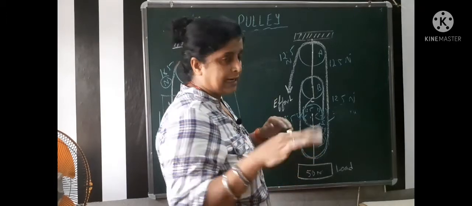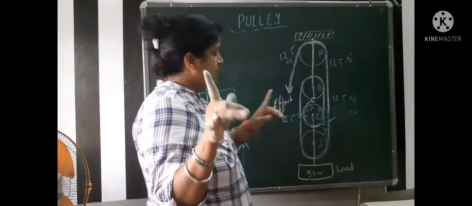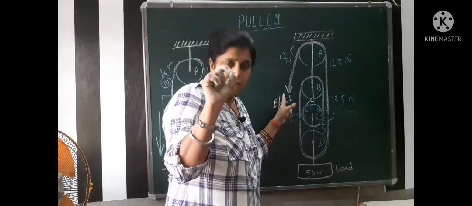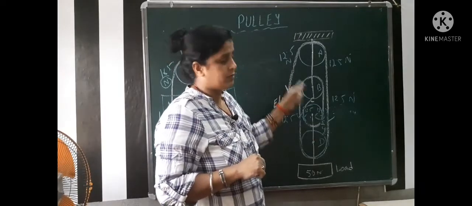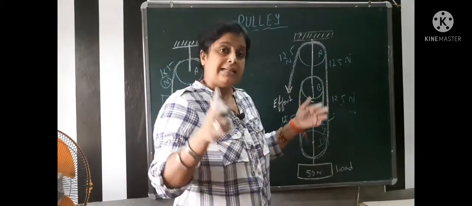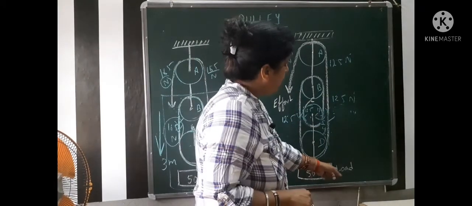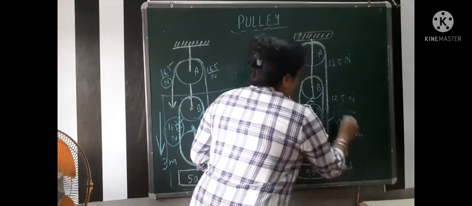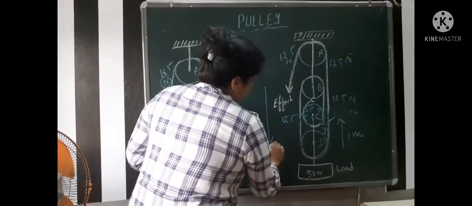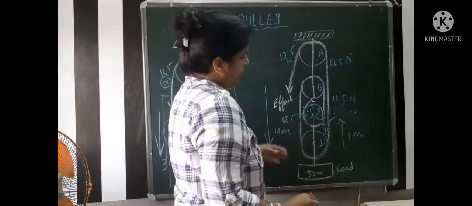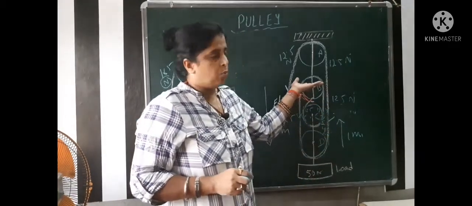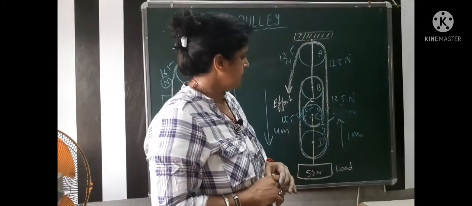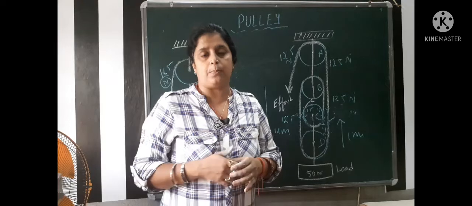Okay, so first, by applying a little bit of force, that is 12.5 Newton force, that person can lift the body. Second thing is that if we want to lift it 1 meter above the ground, we need to pull down this rope 4 meters. Then you can lift it 1 meter. So these are the basic concepts of pulley, children.